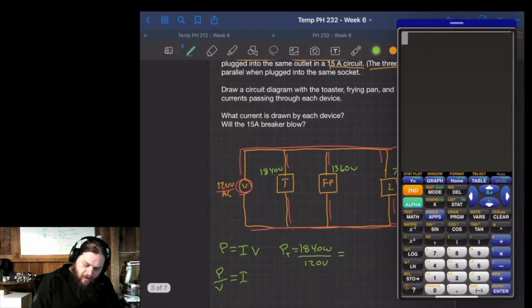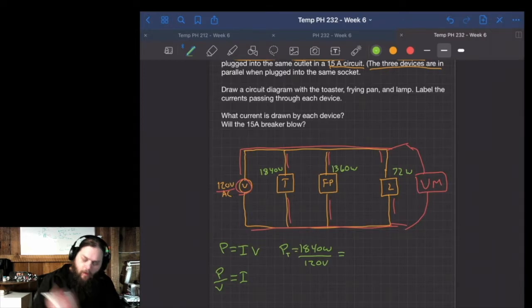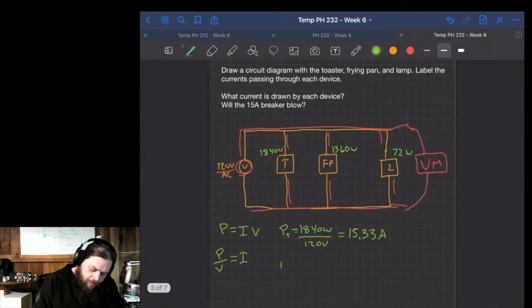So I can just do that on here. 1840 divided by 120. That's equal to 15.33 amps. So remember, watts divided by volts is going to give you amps. So 15.33 amps.